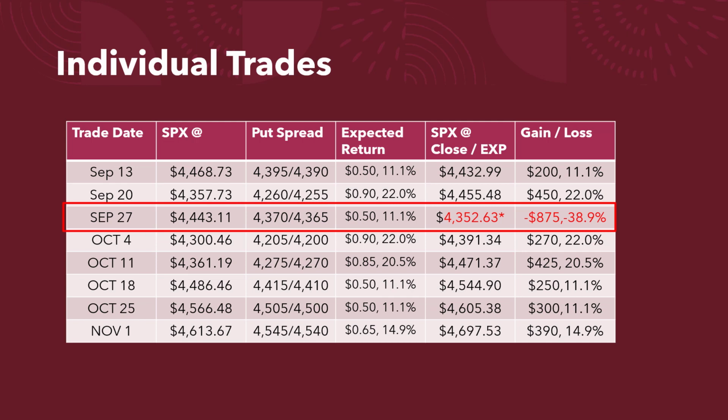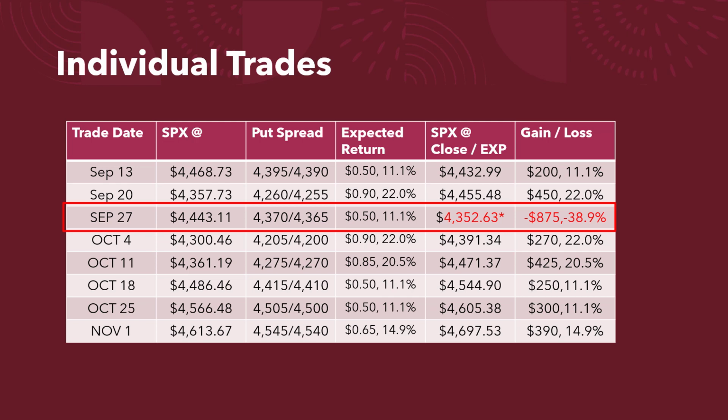September 27th, SPX at 4443 for the October 1st expiration. Would have sold the 4,370 put, bought the 4,365, 50-cent net credit for another 11.1% potential return. The next day, SPX dropped down to $4,352.63. We would have closed the spread because our stop was hit.